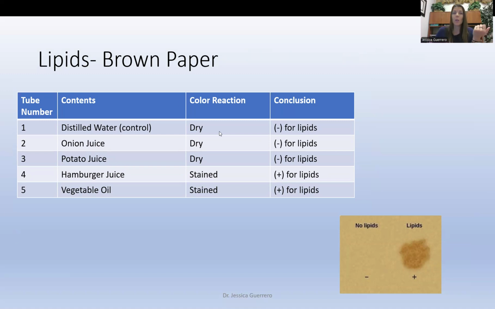So based on this, we knew that water would be our control, and it dried, so it was negative. And we would expect for sure vegetable oil to be a lipid because oils are a lipid. So it stained or it made it transparent, and so we knew that that was positive. Again, know what we were testing for, lipids, what indicator we used, the brown paper, and what a positive and negative reaction look like.